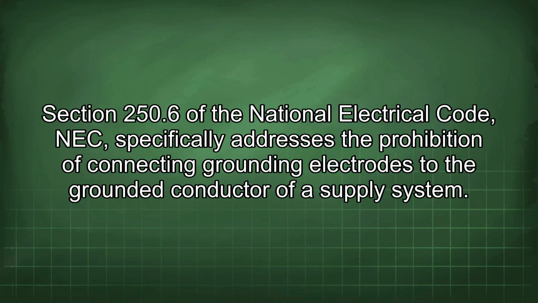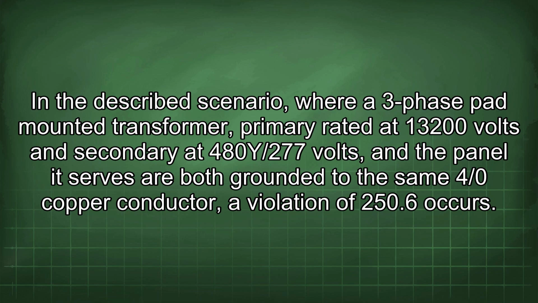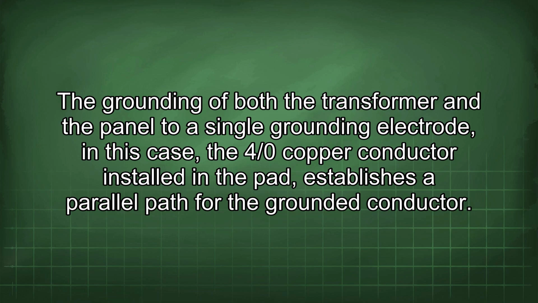Section 250.6 of the National Electrical Code, NEC, specifically addresses the prohibition of connecting grounding electrodes to the grounded conductor of a supply system. In the described scenario, where a three-phase pad-mounted transformer, primary rated at 13,200 volts and secondary at 480Y/277 volts, and the panel it serves are both grounded to the same 4/0 copper conductor, a violation of 250.6 occurs. The grounding of both the transformer and the panel to a single grounding electrode, in this case, the 4/0 copper conductor installed in the pad, establishes a parallel path for the grounded conductor.